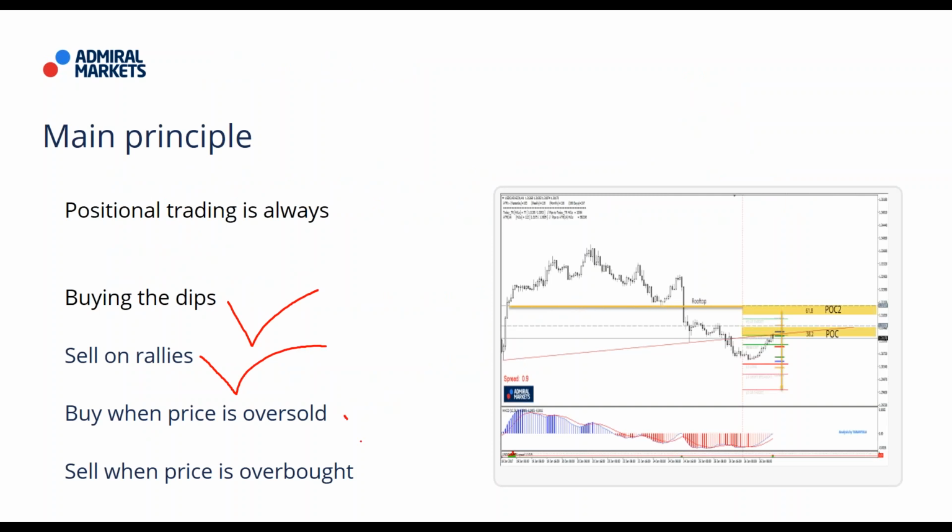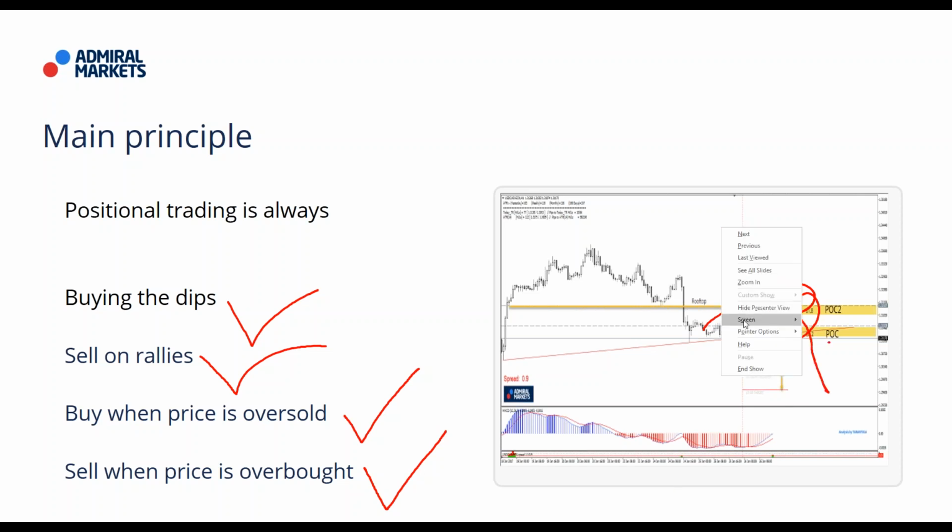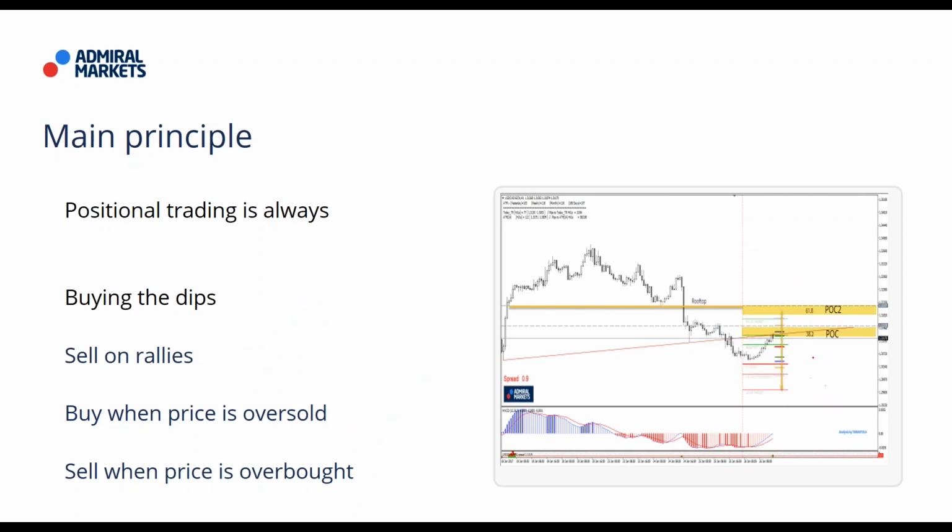Buy when price is oversold, sell when price is overbought. This is it. POC zones. Price is oversold here, so it's better than to sell it here. But if you are not familiar with scaling in, I can say divide your risk. Use total of 2% per risk. This is 1% of risk, and if the price goes up, 1% of risk. You need to go with your basic risk management.